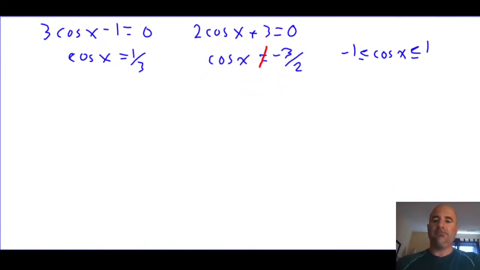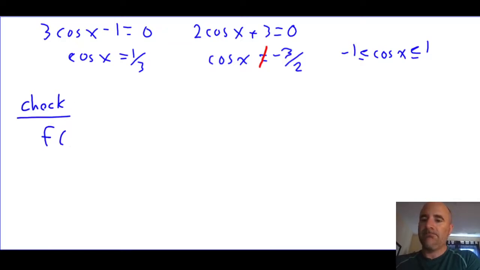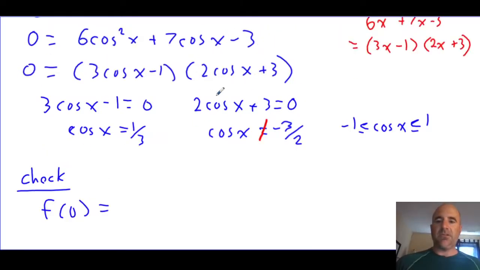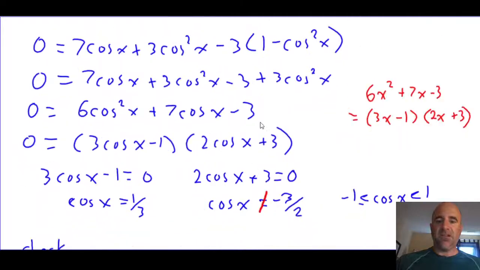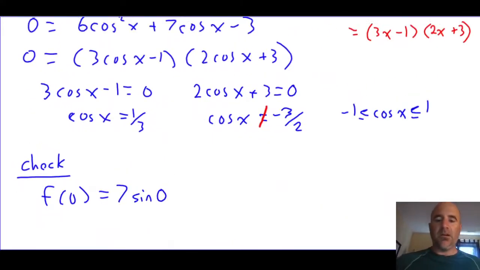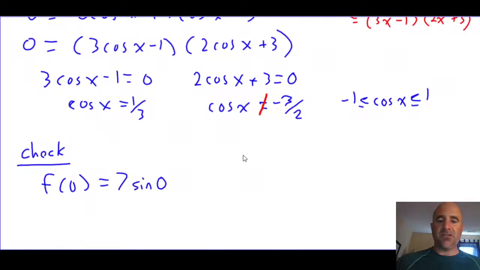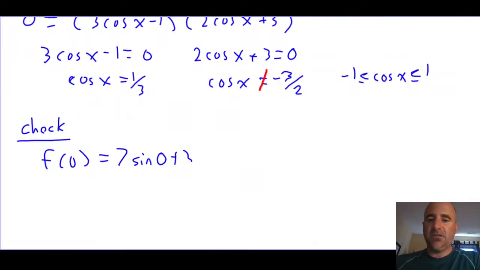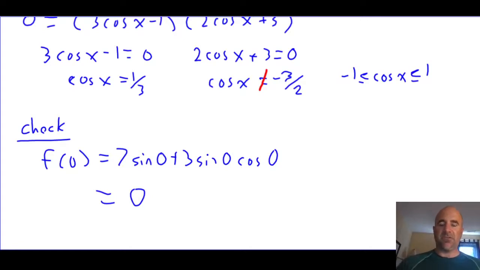So f of 0, our first endpoint, is equal to, just got to remind myself, what is this function again? 7 sine 0, and what was the rest of it? Plus 3 sine x cos x, plus 3 sine 0 cosine 0. Now the sine of 0 is equal to 0. So we end up just getting 0 here. 7 times 0 plus 3 times 0.